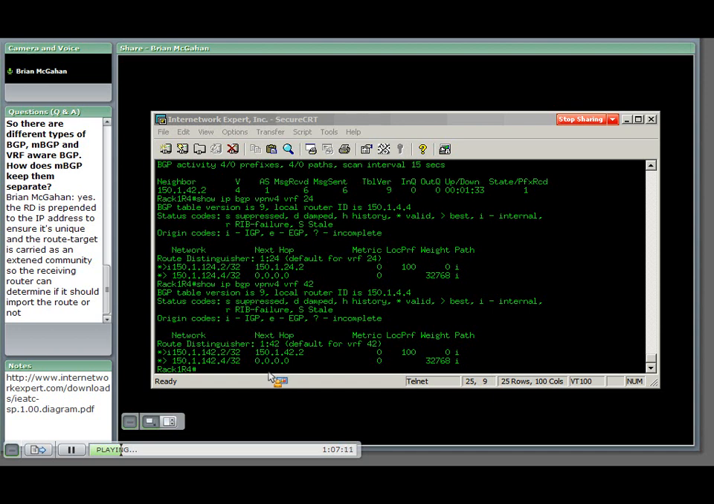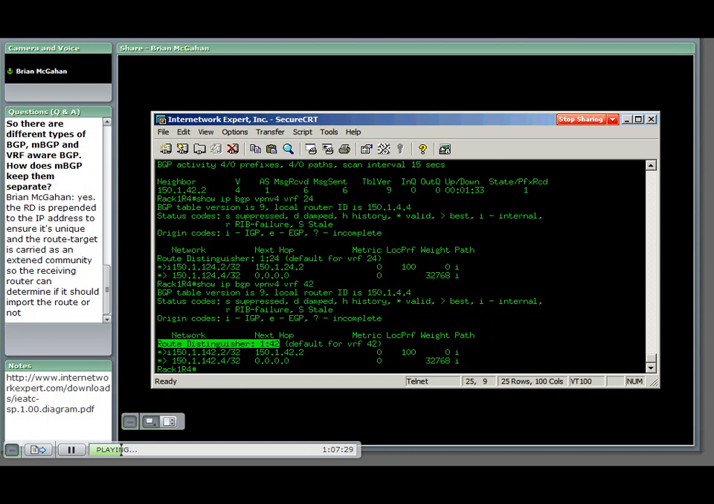Okay, so there's a question here. How does BGP, multi-protocol BGP, and VRF-aware BGP keep track of the different updates? Okay, it's going to be based on this route distinguisher that is in the BGP table. And we'll take a look at this in more detail in a second.